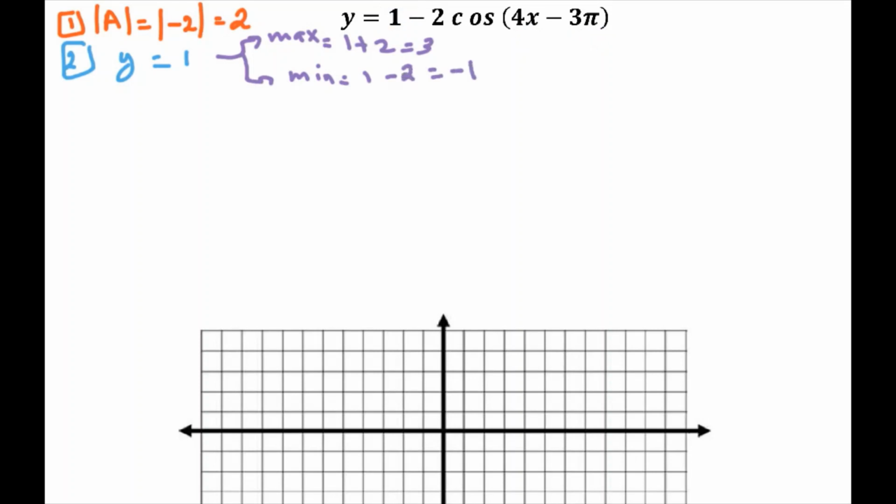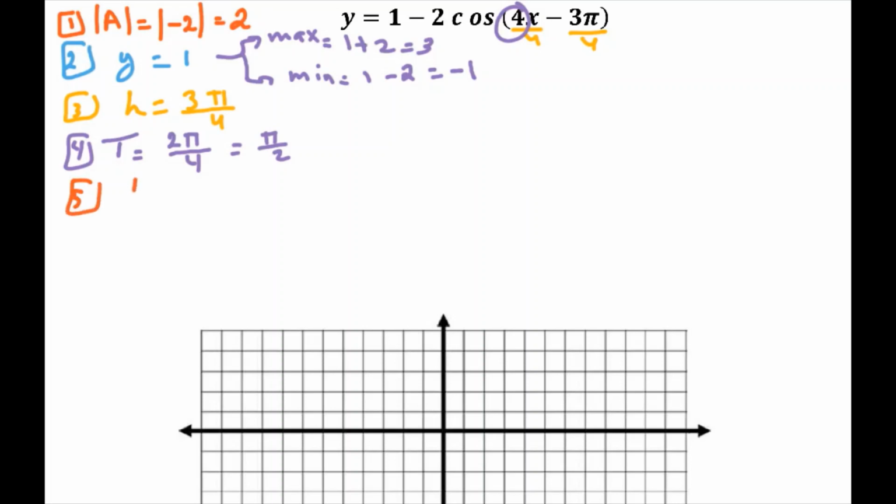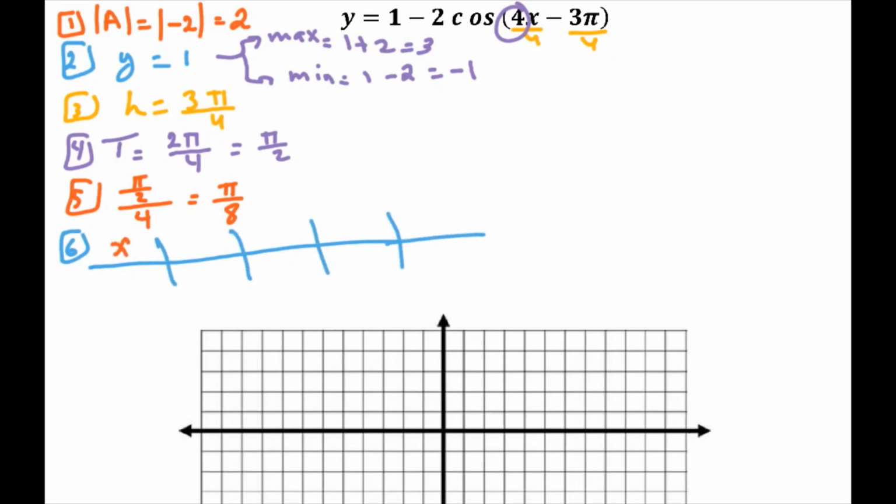Then we move from there into step number 3, the phase shift, which is h equal, you divide by 4, right? 3 pi over 4, you take the opposite sign. Then you have the period, which is 2 pi over b, that's pi over 2. And then you divide the period by 4, which is pi over 2 over 4, that's pi over 8. And then you create the table. So that's x and that's y.